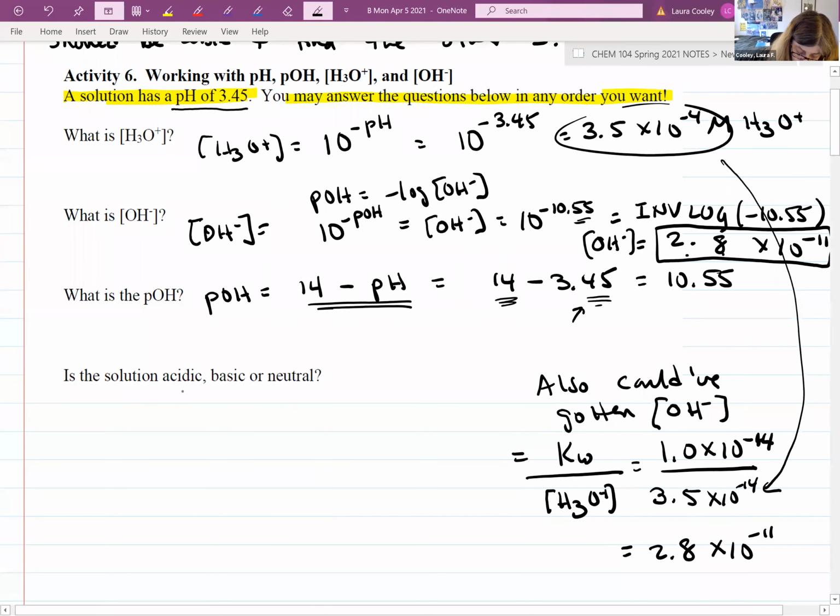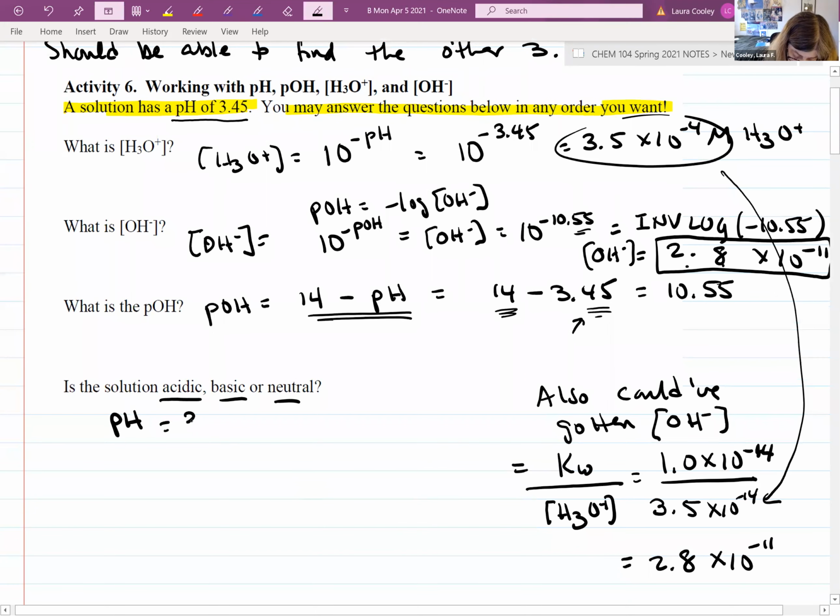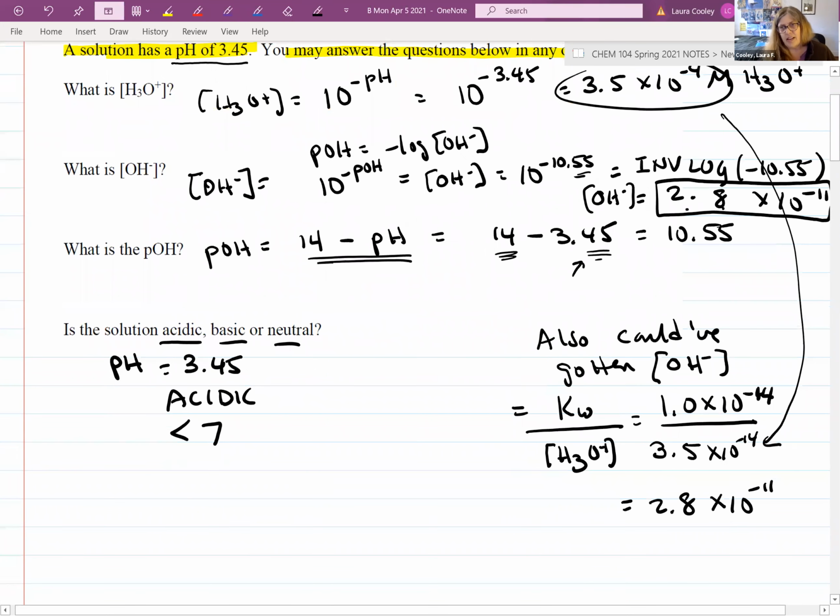Okay, is the solution acidic, basic, or neutral? For that, we look at the pH. And the pH is 3.45. So that's definitely acidic. It's less than 7. So it's on the acidic side of the pH scale.